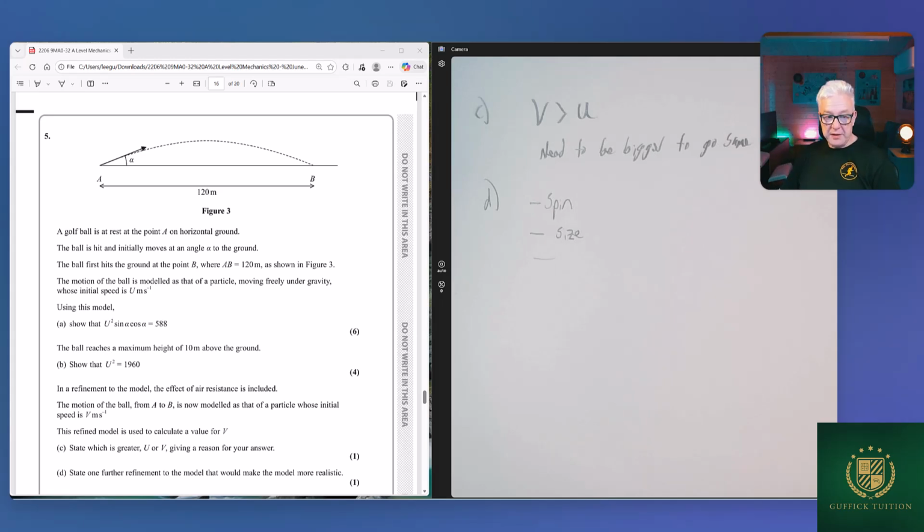So that's part C. And then finally, it says state one further refinement to the model that would make the model more realistic. We could take into account the spin on the ball. Okay, so taking into account spin on the ball would make the model more realistic. You could take into account the size of the ball, the physical dimensions of the ball, those kinds of things. So I think the physical dimensions of the ball and spin, both of those would be acceptable.